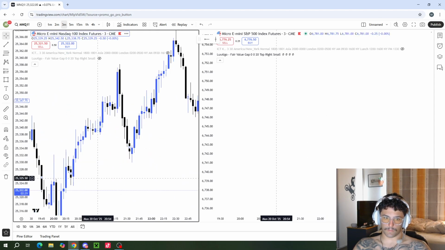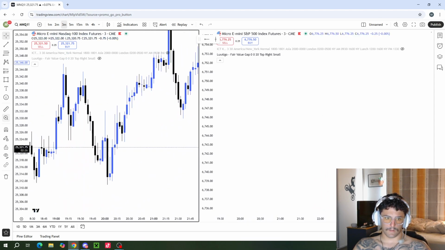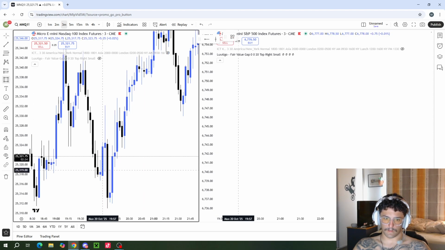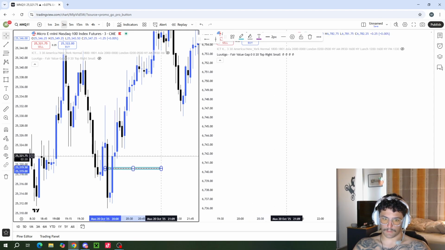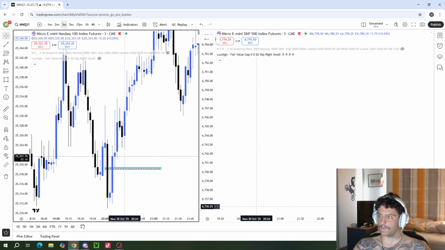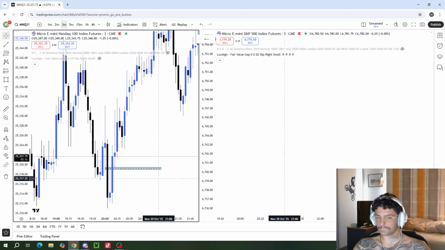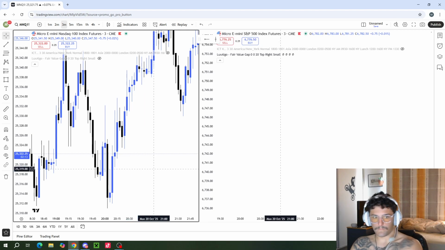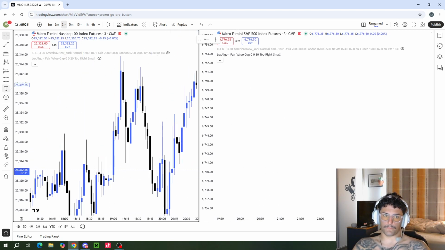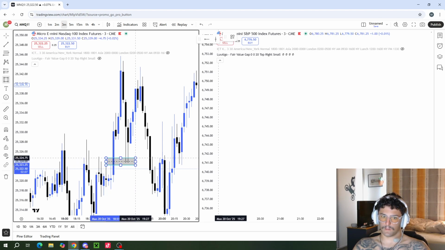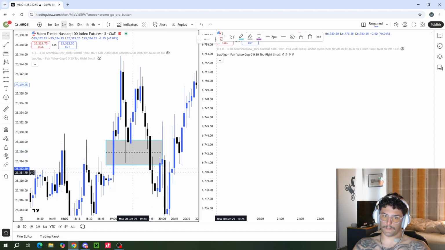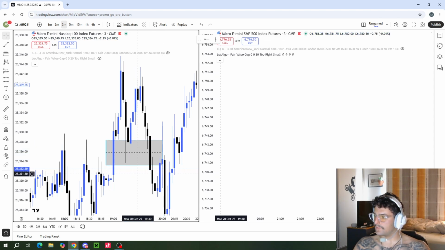Let's find a bullish example, sorry. Here we go. Here's the smaller one. From the top of this wick to the bottom of this wick, there is another fair value gap. Another bullish example. From the top of this wick to the bottom of this wick. So easy. So freaking easy.